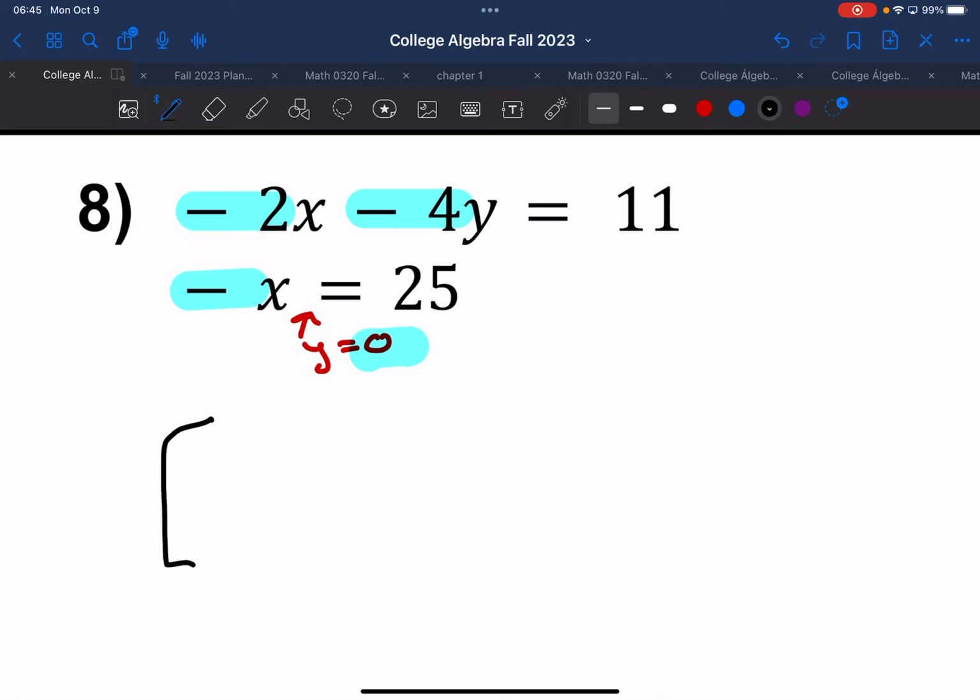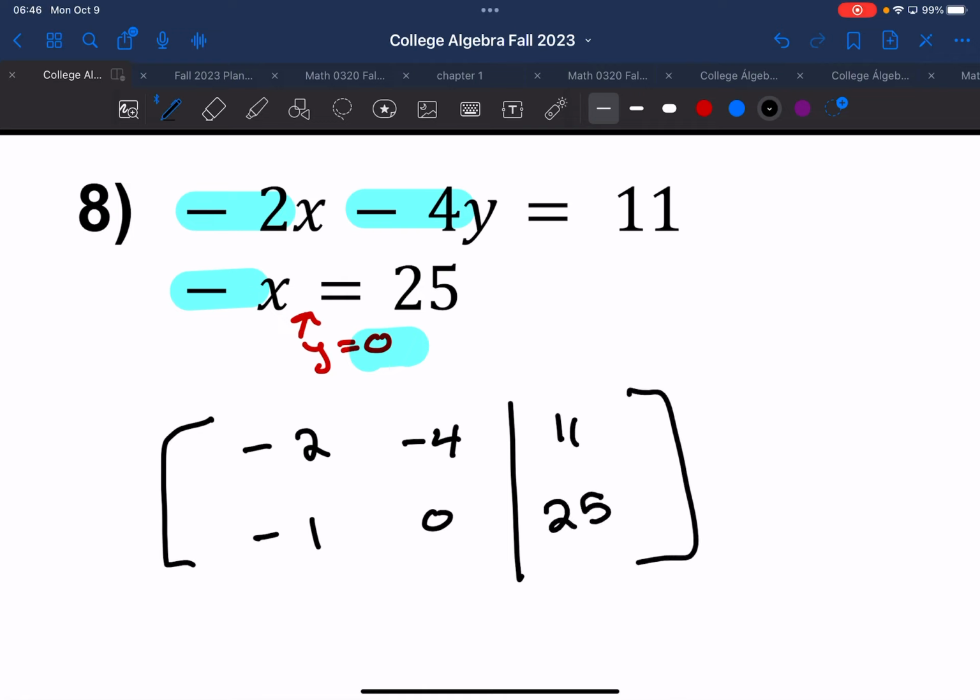So if I was to write my matrix, it would be -2, -4. What would be the second line? 1, 0. And then equals 2. What are my two numbers? Good. And that would be my answer.